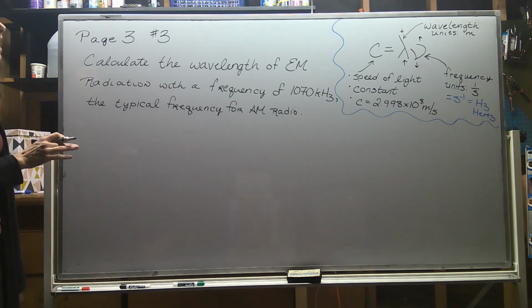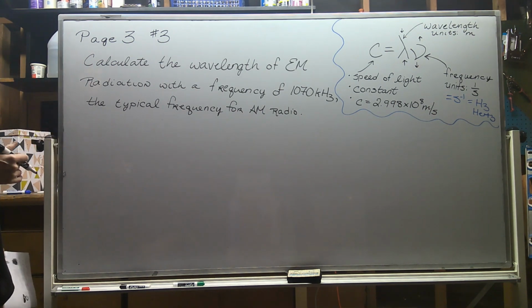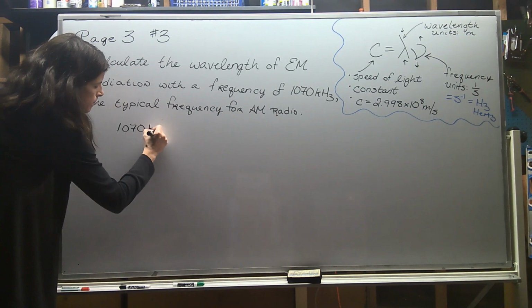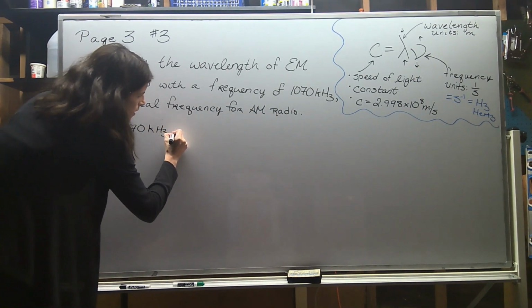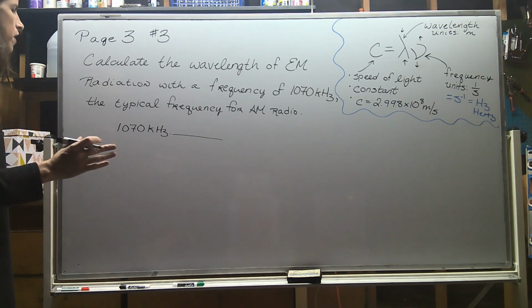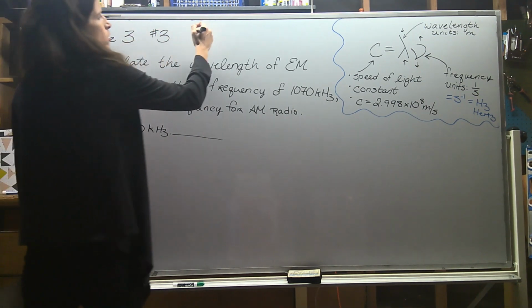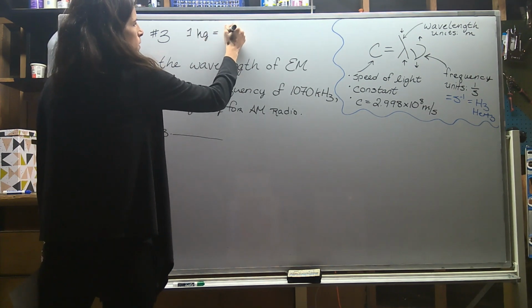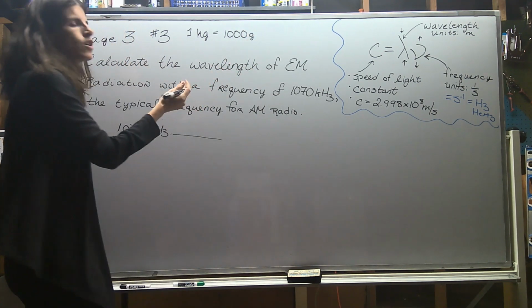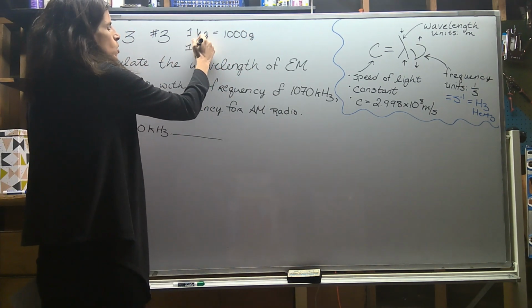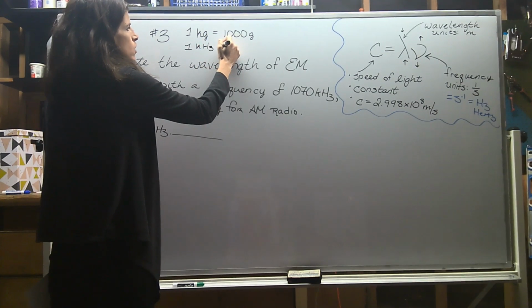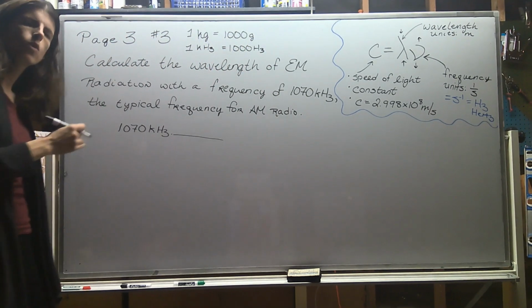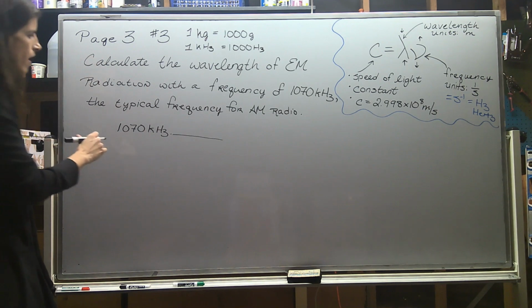Alrighty, so the next problem is about the AM radio, very similar to the previous one. So we're going to start with the 1070 kilohertz. And even though hertz is a new unit, it doesn't feel that comfortable. We can think about kilometers or kilograms. And so we know that 1 kilogram equals 1,000 grams. So we would have the same relationship with hertz. 1 kilohertz equals 1,000 hertz. So as long as we feel comfortable with the metric prefix, we'll be fine.